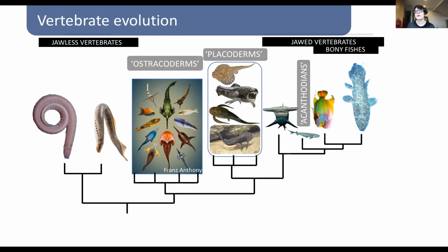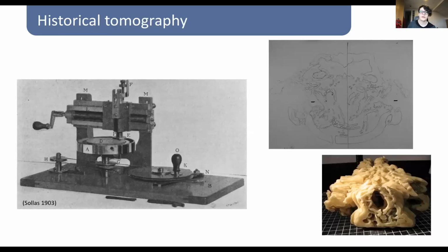But this is where we run into our second problem. Most of the really informative aspects of anatomy are internal and therefore hard to access. So this includes things like the skeleton, but it also includes things like the brain case, which is a kind of bony box that sits inside the skull and houses the brain and sensory organs. In living animals, these features are hidden by layers of skin and muscle, and in fossils, they're also hidden by rock. So how do we get at them?